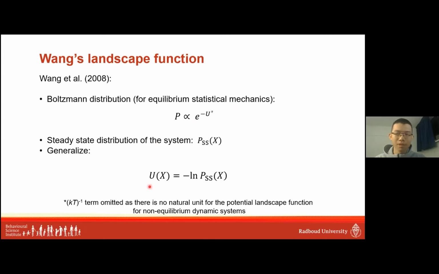This method is basically a generalization of the original definition of potential function, so it cannot capture all the dynamics of the system either. However, what it can do is that it can still provide information about the stability of the system, as well as the transition barrier.